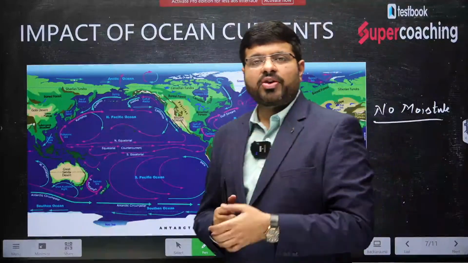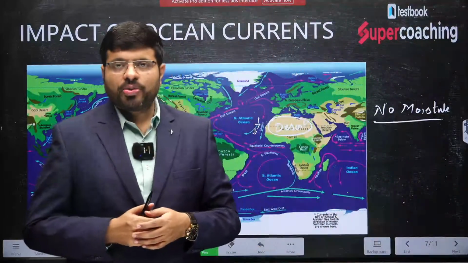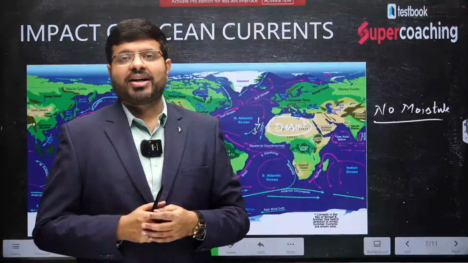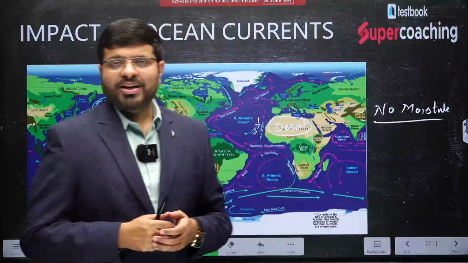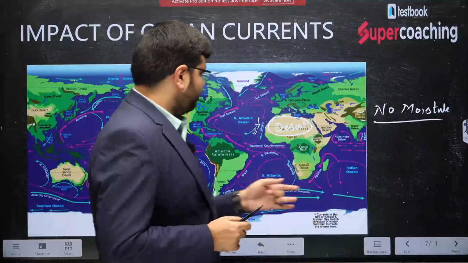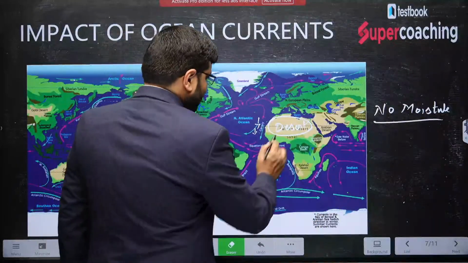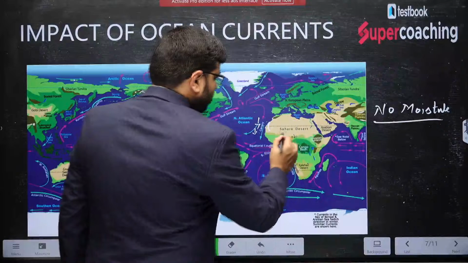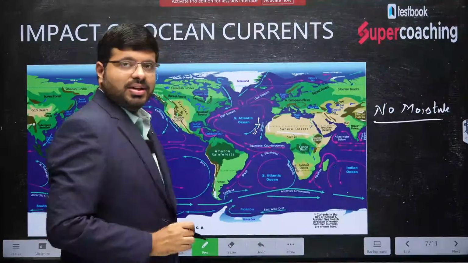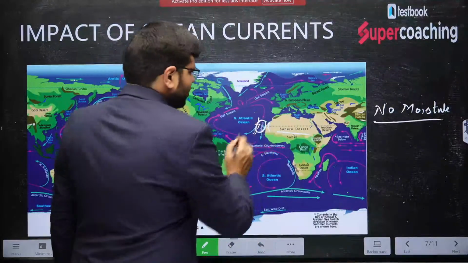As you can see, some of the hot deserts are on this map. Can you put it down in the comment section? Can you identify them? Please identify. Along with you, I am also helping you. There is a desert here called the Sahara Desert. This Sahara Desert is associated with the cold current called Canaries.